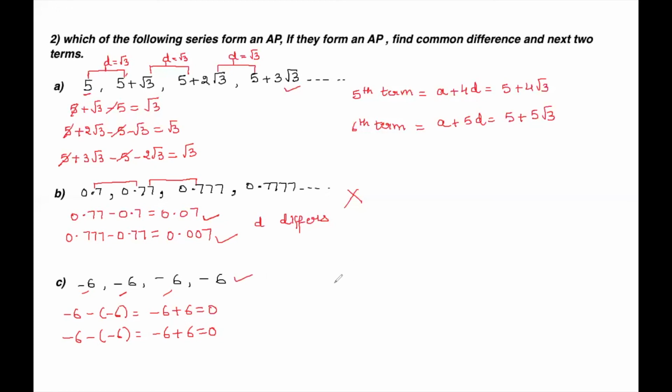So we need to calculate the fifth term for this series. Again, the fifth term is equal to a plus 4d. Now what is a here? That is the first term, minus 6, plus 4 into the common difference, that is 0. Therefore, the fifth term is also minus 6. And the sixth term is equal to a plus 5d. Therefore, it would be minus 6 plus 5 into 0, that is equal to minus 6.